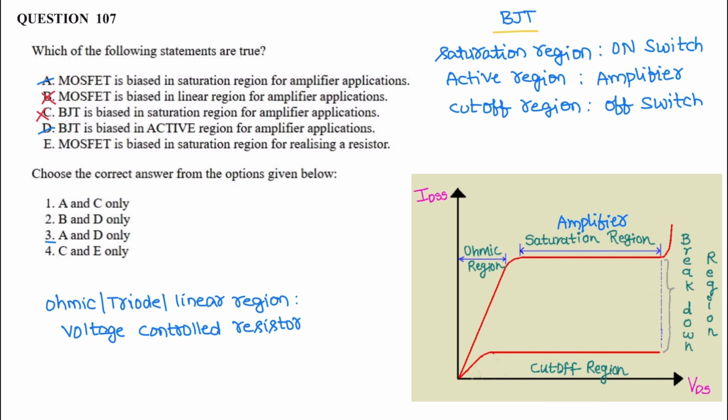D is correct. Statement E, MOSFET is biased in saturation region for realizing a resistor. For realizing a resistor, it has to be operated in ohmic region. Statement E is incorrect. Therefore, correct answers are statement A and D. Option 3 is the correct answer.